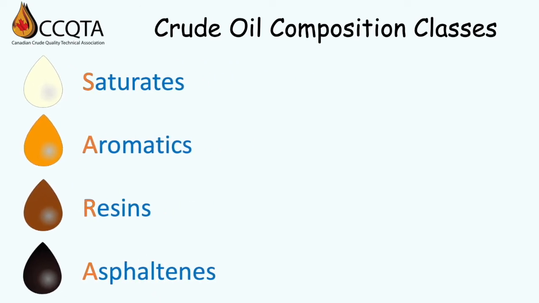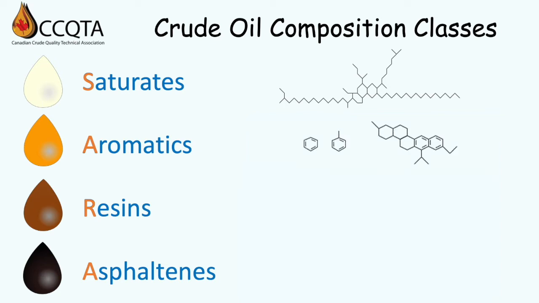These are examples of some of the complex structures that can make up each class. Saturates are made up of carbons with single bonds. These can include straight chains, branch chains, and cyclics. Aromatics include one or more benzene rings and can include saturate chains and/or cyclics within the structure.